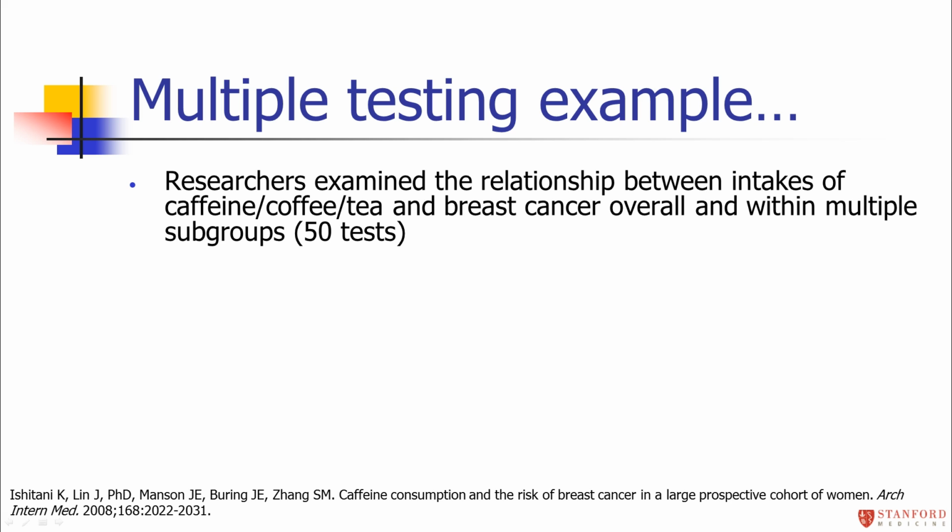They asked women about their caffeine, coffee, and tea consumption, and they looked at who got breast cancer and who didn't. Now, they looked at this in a lot of different ways. They looked at, does caffeine drinking, coffee drinking, or tea drinking, do any of those things relate to getting breast cancer at all? They also looked at breast cancer in multiple subgroups. So the type of breast cancer, they broke that down. They also looked at the type of women. Is it a postmenopausal woman or a premenopausal woman? So they made multiple subgroups.